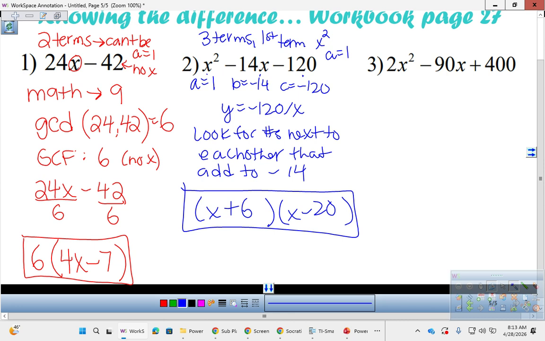All right, so this is how we do the a equals 1 method. So it's making sure you can understand the difference, right? When do I use GCF? When do I use a equals 1? And then how do I use both of them?